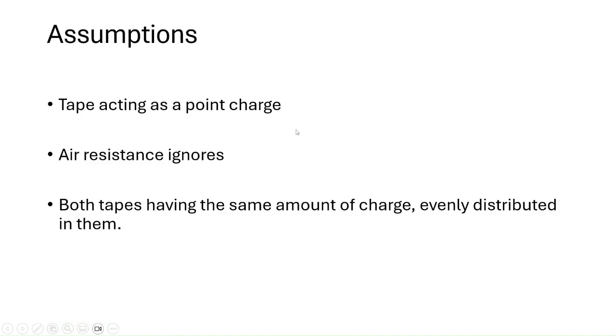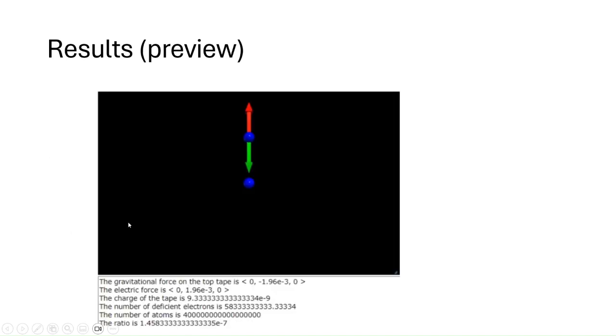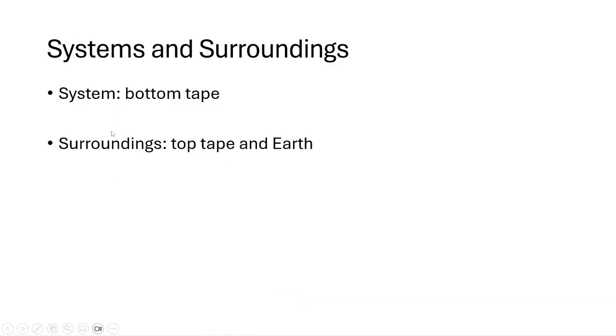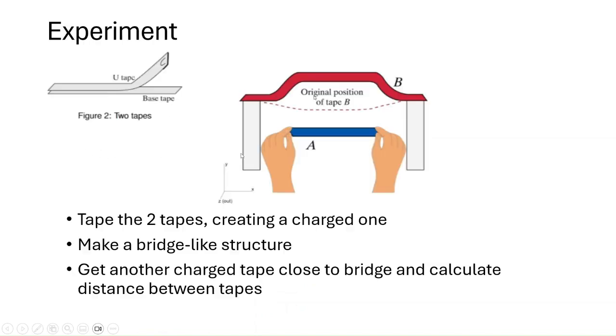Some important assumptions: we're assuming that the tape is acting as a point charge, we're ignoring air resistance, and both tapes have the same amount of charge, evenly distributed throughout their bodies. This is a preview of the results, the computational model and some of the values. I'm going to talk more about this later. The system is the bottom tape, and the surroundings are the top tape and the Earth.